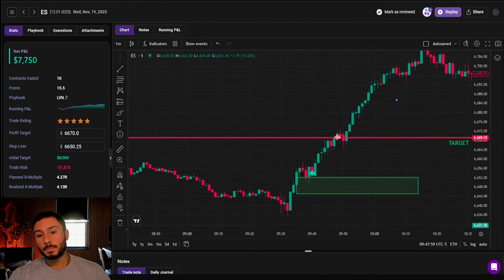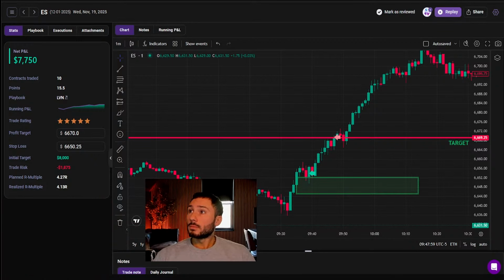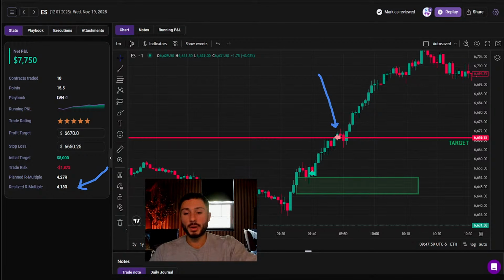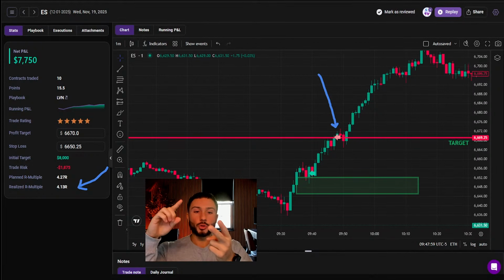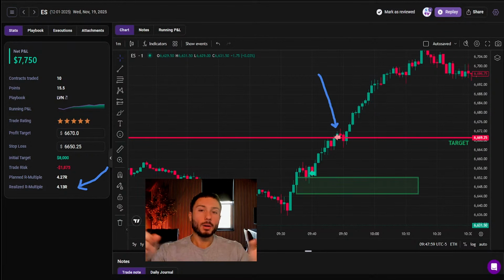All right, now let's combine everything even more. So this setup was a 4.1 realized risk to reward ratio. And if you look here, I don't want to say I sold early, and this is kind of a psychological thing too. At the end of the day, what we have control over is if we follow our plan. We can control our plan, and we can control our risk and our emotions.